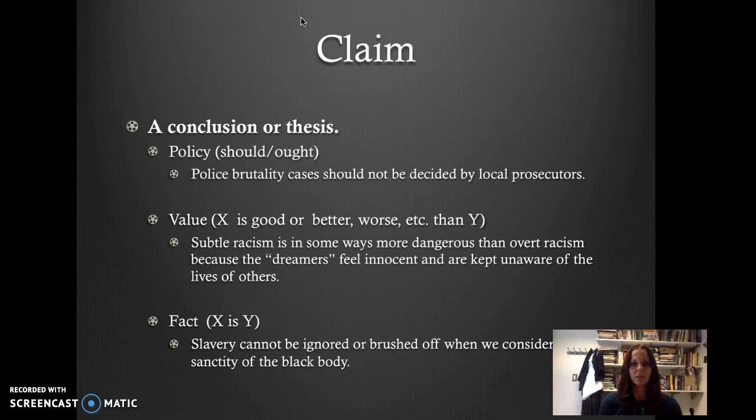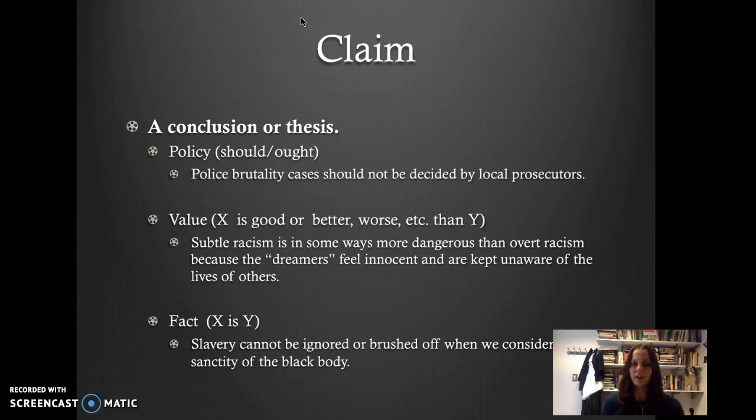So let's first start with the claim. Normally there are 3 types of claims or thesis. One's policy, fact, or value. A policy claim normally has a should or ought, and that's what we're doing with this one. Police brutality here should not be decided by local prosecutors. You might say something like reparations should be given because, right?